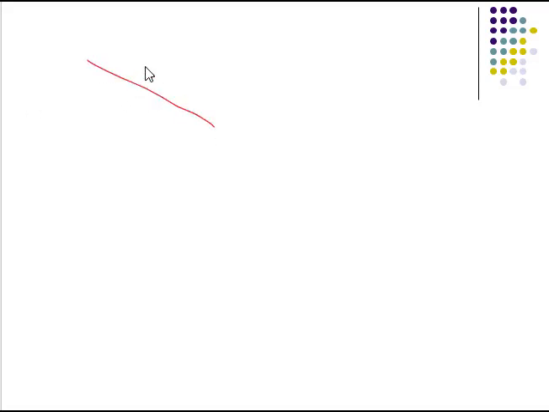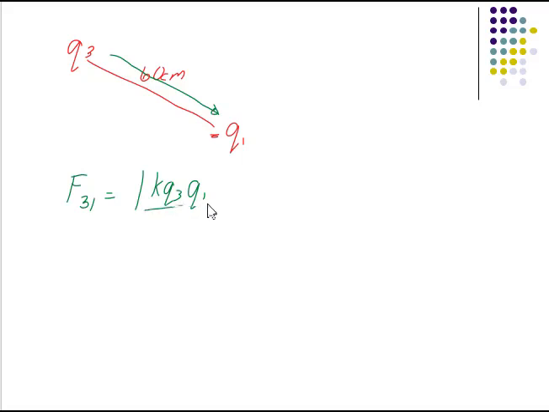The distance is 60 centimeters. Then you have here Q3 positive. And then you have Q1 which is negative. Now the direction of the force again is attraction, so Q1 will attract Q3. So let's now solve for the force exerted on 3 by 1. You can see here, the absolute value for that is K Q1 Q3 divided by the distance between 3 and 1 squared.